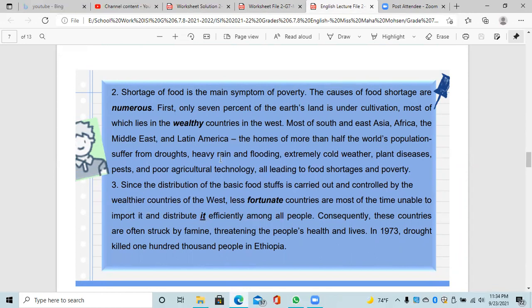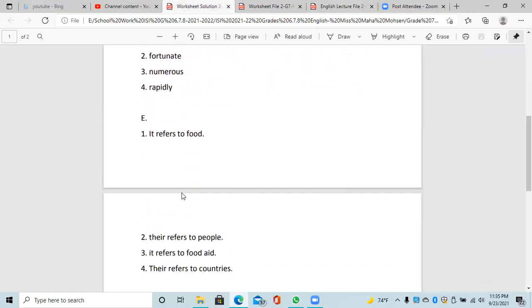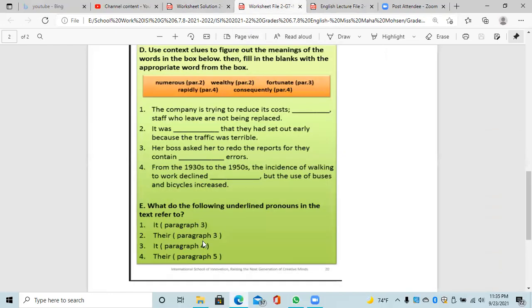So what are we talking about here? About the distribution of food, that food that's being sent from the wealthier countries of the West to the less fortunate countries that need that food. So that food is not being distributed efficiently among all people. So it refers to the food. You can see here the answer. It refers to food. The second one, there, refers to people in paragraph 3.